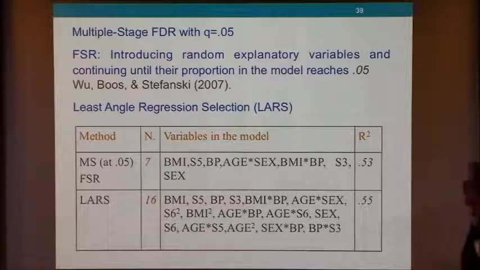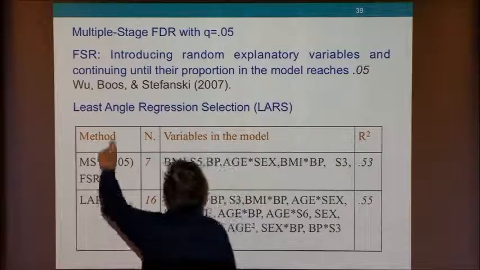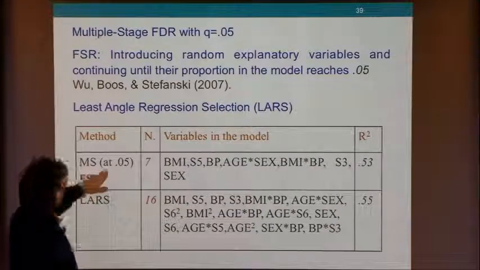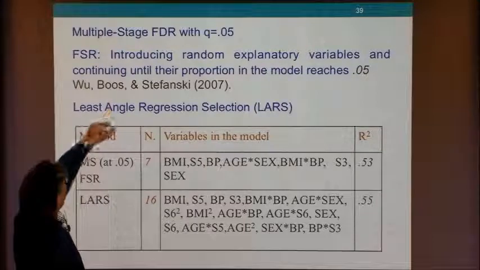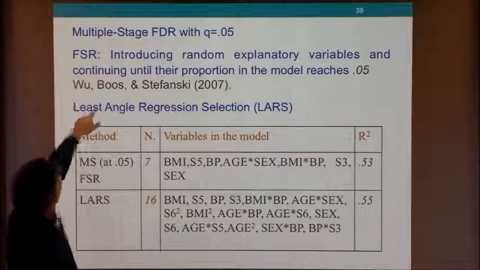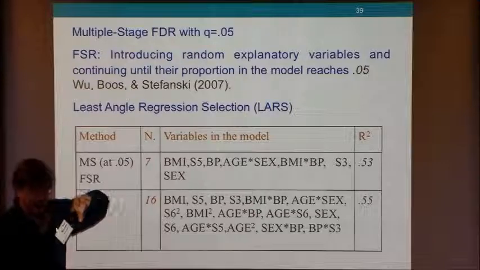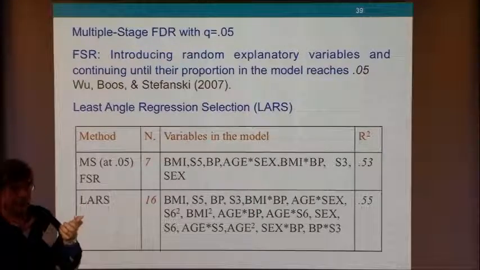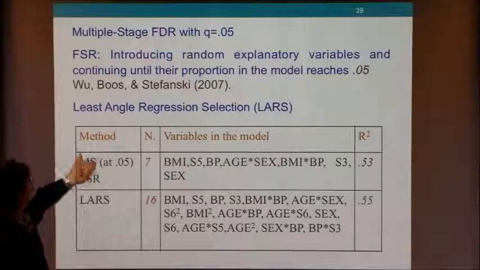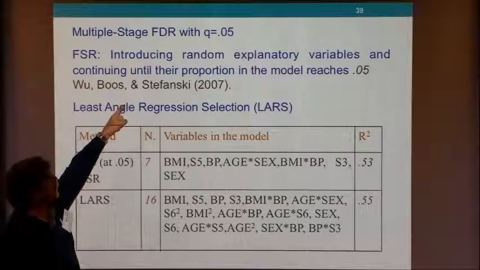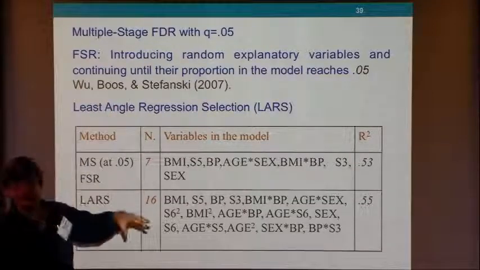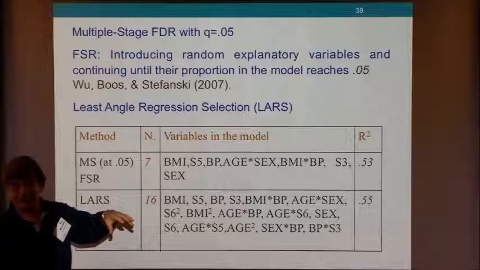And I'm comparing three methods. One is the multiple stage FDR with Q equal 0.05. The other one is a method suggested by Wu, Boos, and Stefanski, which is very close in nature to the false discovery rate. What they do is introduce random explanatory variables into their pool of explanatory variables.